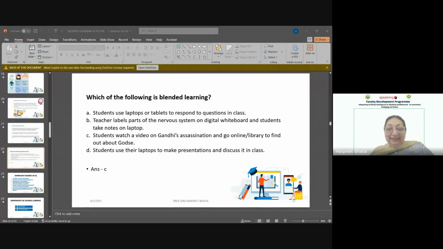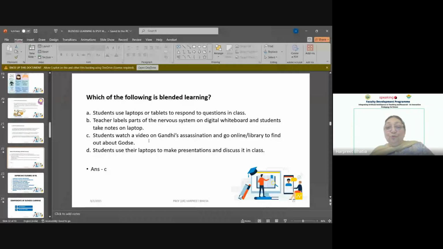So now you can see from this question, which of the following is blended learning. Students using laptops or tablets to respond to questions in class is not blended learning. Teacher labels parts of the nervous system on digital whiteboards and students take notes on a laptop is also not blended learning. And neither is students using their laptops to make presentations and discuss in class. What is blended learning?